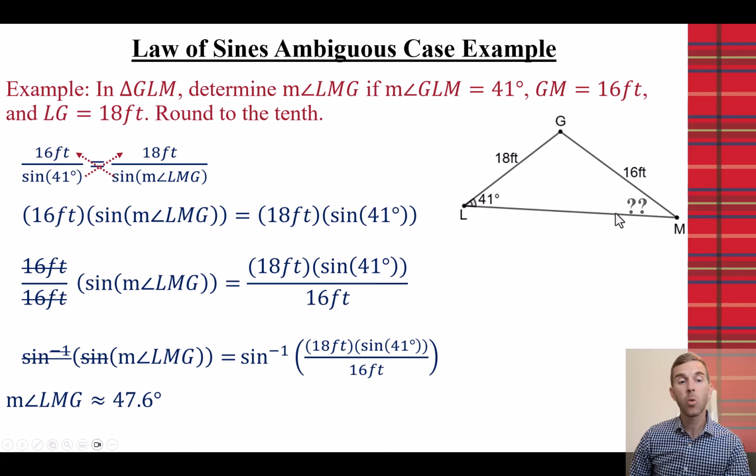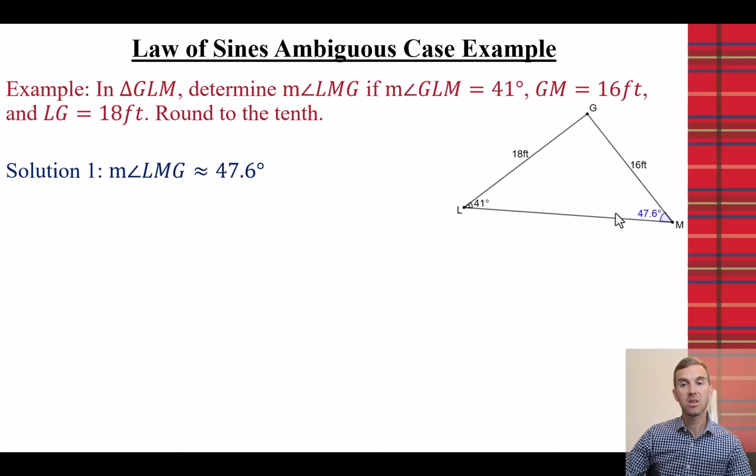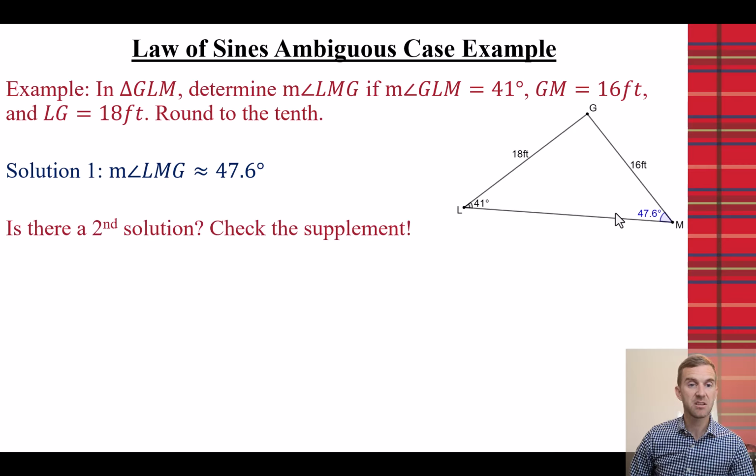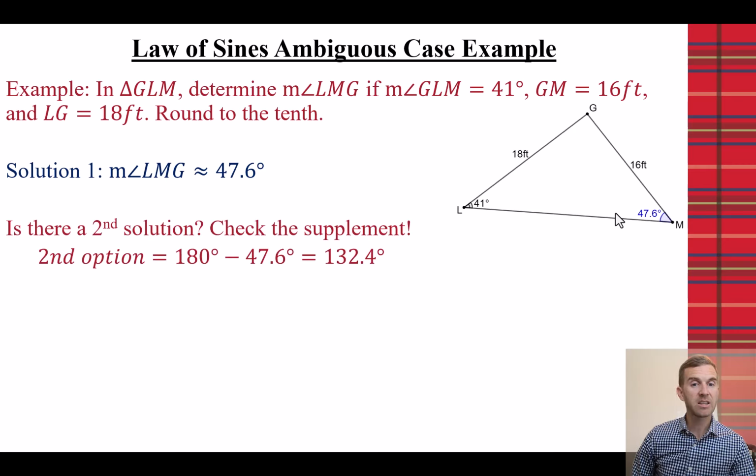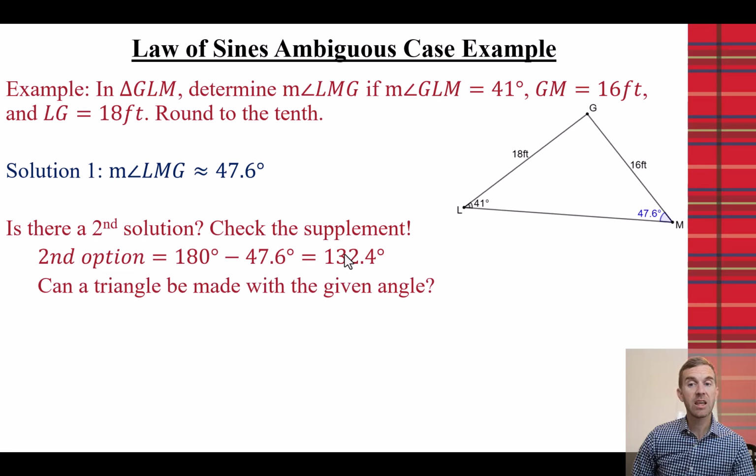The question though is, what about its supplement? Will its supplement also create a valid solution? So let's try that out. If we say, what's the supplement to 47.6 degrees, we would be saying 180 minus 47.6 degrees, and that's 132.4 degrees. And we have to say to ourselves, okay, we've got the 132.4, we have the known value of 41. If I take a third value, will all three add up to be less than 180 degrees?